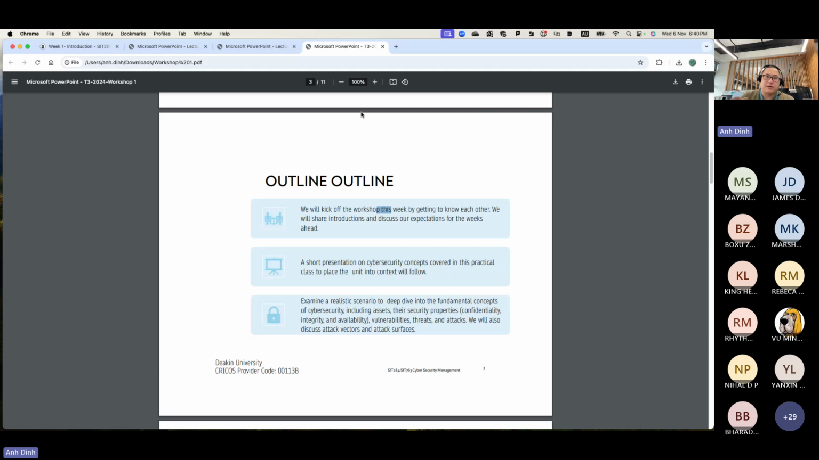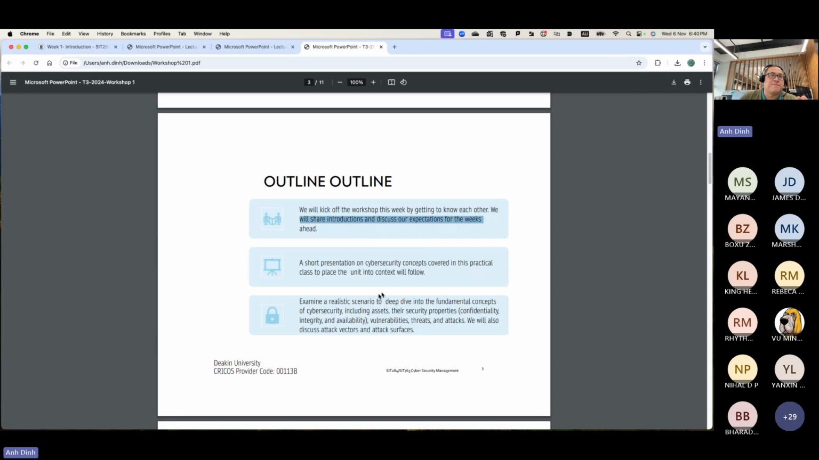So it's good that you can form the teams as early as you can. Yeah? And a good way to know your teammate is to find out what they like and what they dislike.